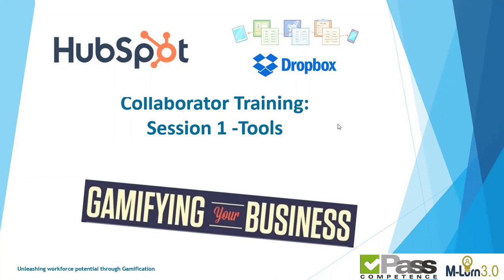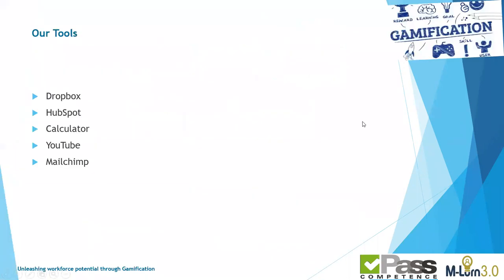Hello everyone, thank you for joining Collaborator Training Session 1, our tools. The tools that we commonly use are Dropbox, HubSpot, our calculator, YouTube, and MailChimp. In this session, we're going to step through all of those to give you a better understanding of the tools available and how to use them.